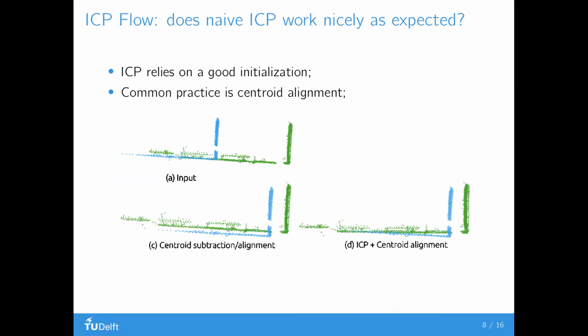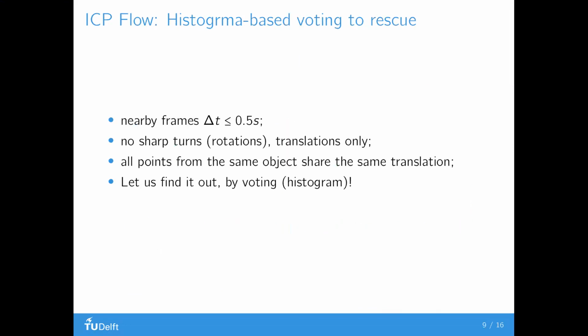However, naive ICP does not work in certain scenarios due to poor initialization. In this case, we propose an alternative. Our assumption is that within a short temporal window, objects do not make sharp turns, leaving translation the only variable to estimate. Since all points from the same object share the same translation, we can easily identify this shared translation by voting or histograms.